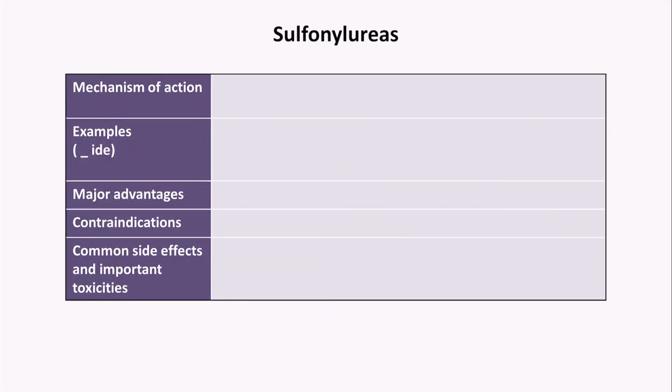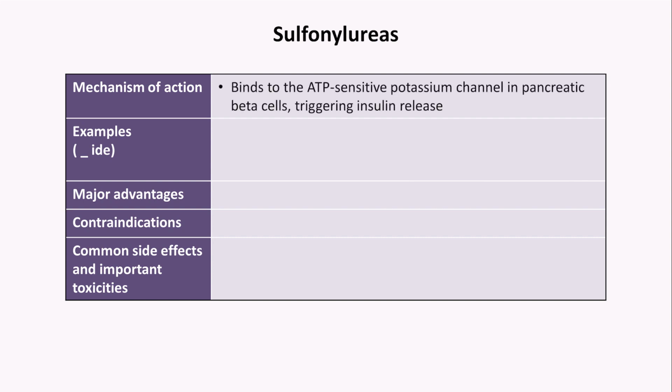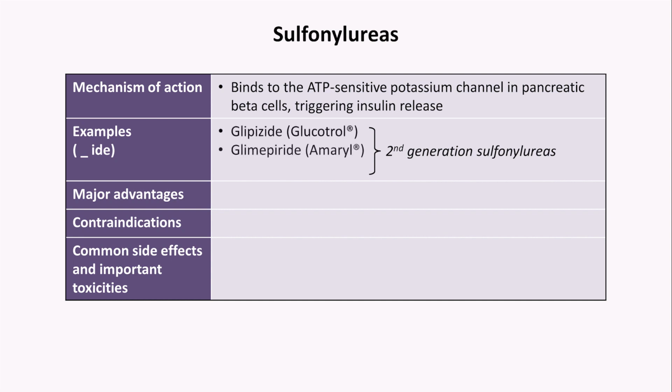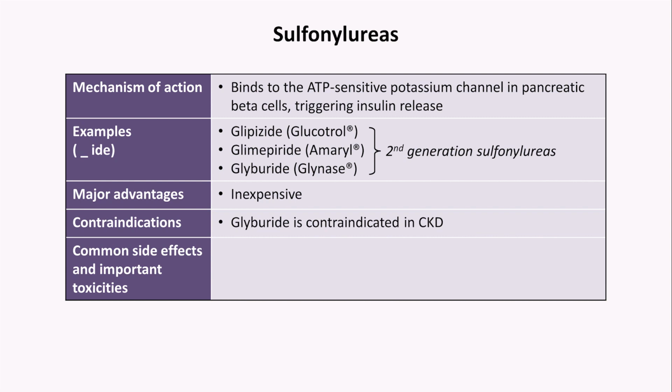And the last specific class I'll discuss individually are the sulfonylureas. These meds bind to the ATP-sensitive potassium channel in pancreatic beta cells, triggering insulin release. Virtually all sulfonylureas currently used are second-generation sulfonylureas, including glipizide, glimepiride, and glyburide. Their major advantage is low cost. Glyburide is contraindicated in chronic kidney disease. And the reason these drugs are near the end of the list, despite their long history and established track record of providing effective glycemic control, is that they cause weight gain and among treatments have the highest risk of causing hypoglycemia, excluding insulin.